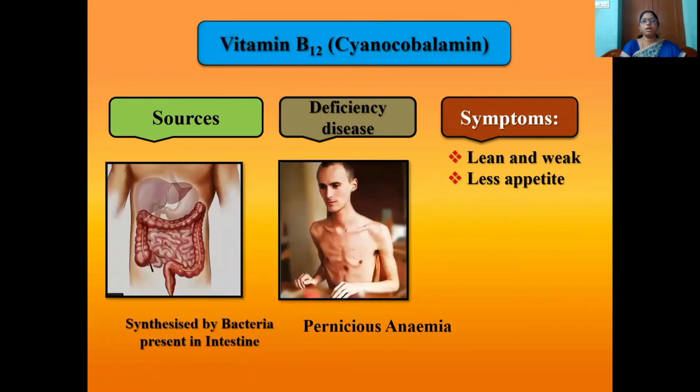The next one is vitamin B12. This vitamin is also called cyanocobalamin. The sources of this vitamin: synthesized by bacteria present in the intestine. The deficiency of this vitamin leads to pernicious anemia. The symptoms of this disease: lean and weak and less appetite.